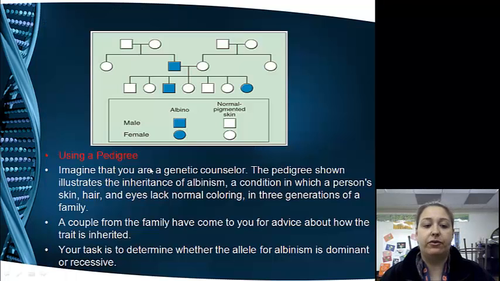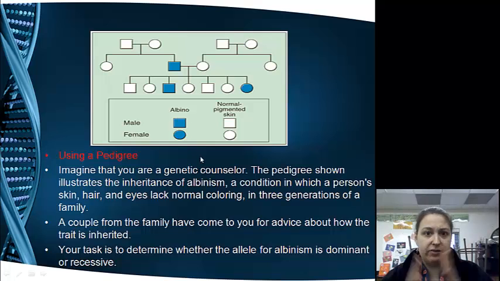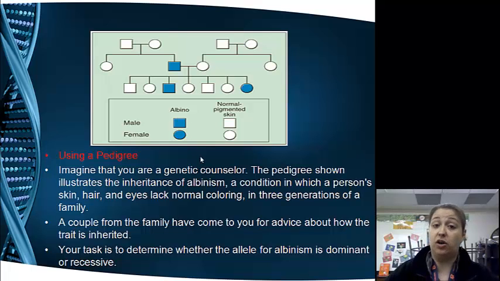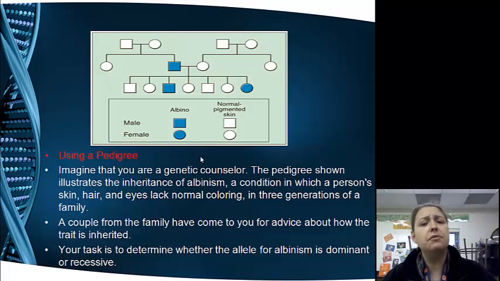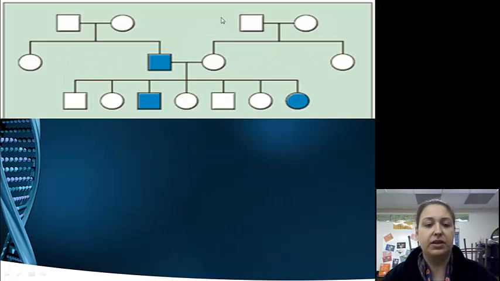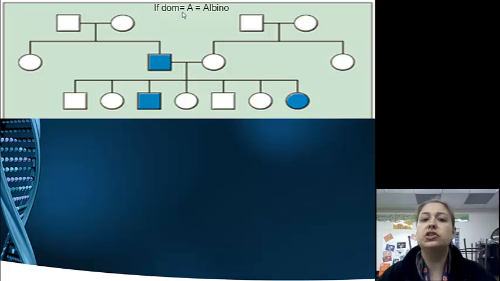Now, using the pedigree, imagine that you are a genetic counselor and you have to figure out whether albinism is inherited as a dominant or recessive. A couple has come to you and provided you with this tree, and it's your task to determine whether, again, albinism is dominant or recessive. Well, how do we do that? First, we're going to look at the pedigree. And then we're going to assume that albinism is dominant. If it has a big A, then they will be albino, which means it has no pigment or color.